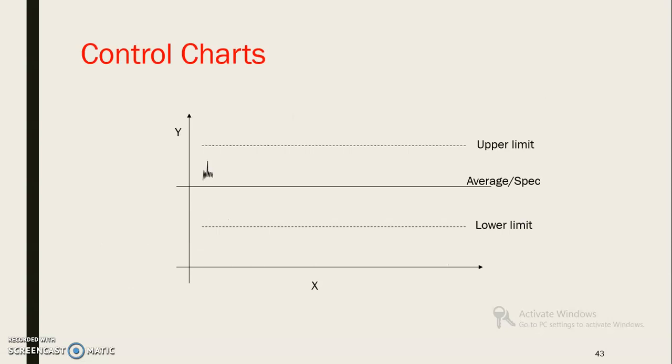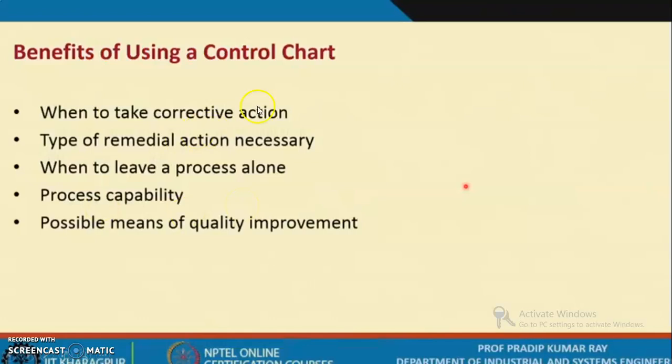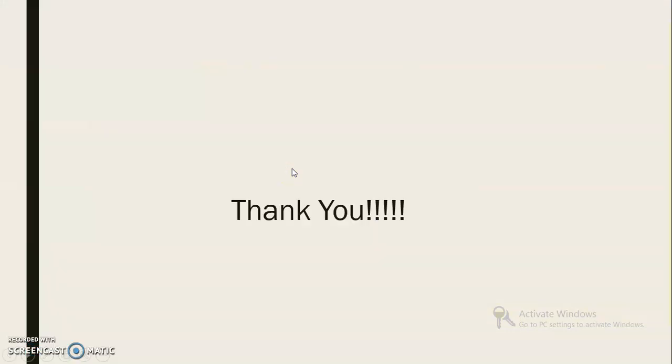So simply it places an upper limit and lower limit, and this is a specified value. Ideally it should work between the upper limit and the lower limit. So the benefit of control charts is knowing when to take corrective action, means when the process goes beyond the upper limit or lower limit, what type of remedial actions we have to carry out. So leave the process alone means the process is correct, process capability, and quality improvement. So these are the purposes behind doing a control chart. Thank you.